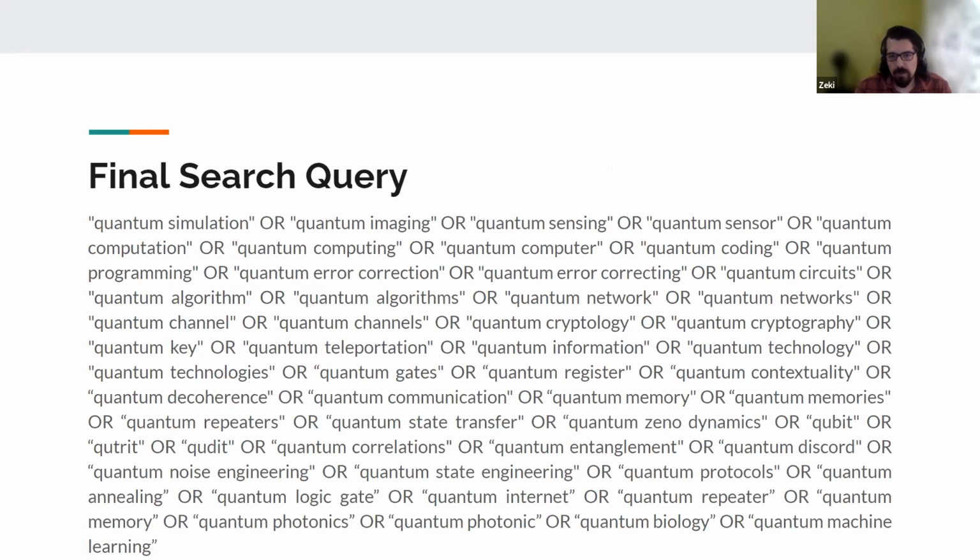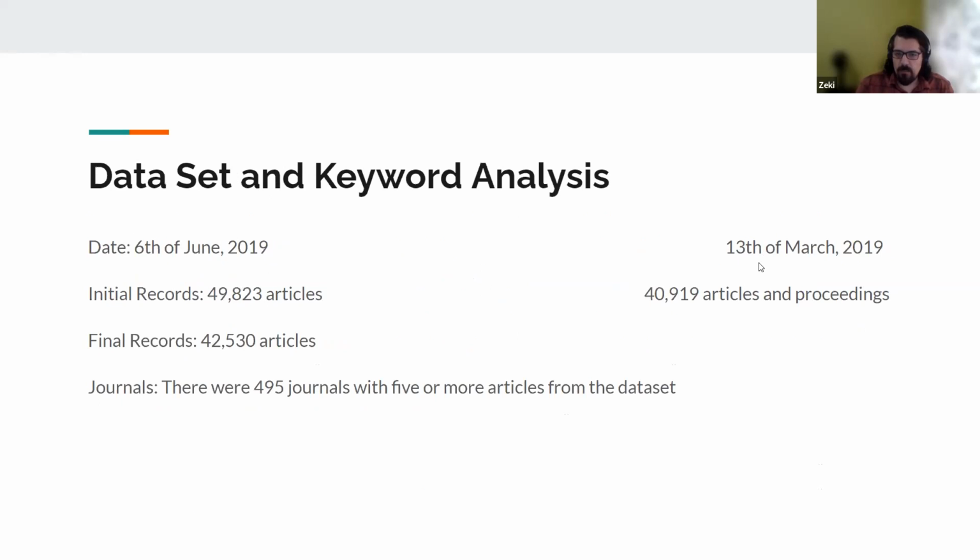This was our final search query. You can reach these queries through our archive paper. Initially we ran the analysis on the 13th of March 2019. We found 41,000 articles and proceedings. Later, after modifications, we ran it on the 6th of June. I'm giving you these dates because if you run the same analysis today, you will reach a different number of papers. But if you run the same analysis with the same queries for that date, you will reach exactly the same number of articles if there are no retroactive papers. So you can replicate this study by yourself as well.